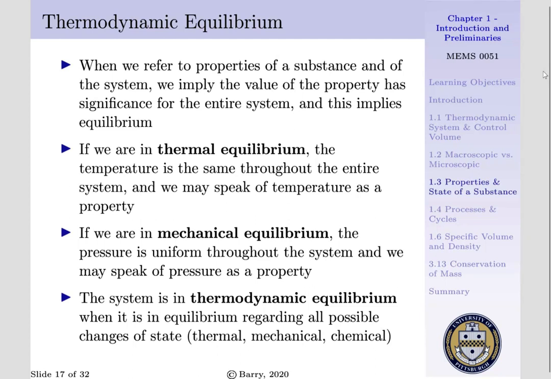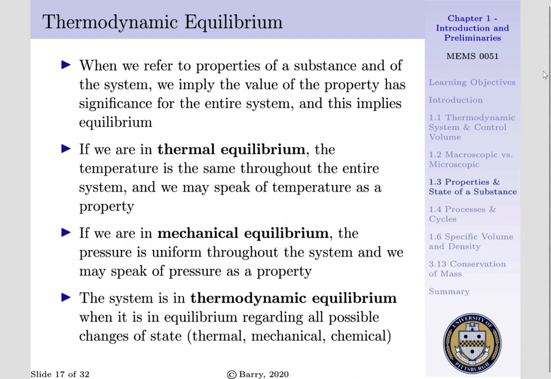Now, when we refer to properties of a substance in a system, we imply that the value of the property has significance for the entire system. That is, when we prescribe a temperature and pressure value, that value is going to define our state, and thus it's going to define the behavior of our system. And thus, this implies equilibrium.